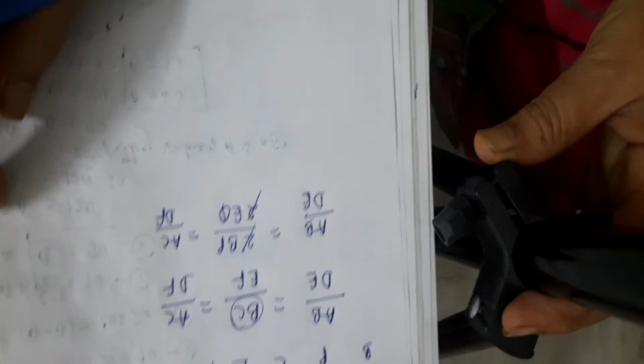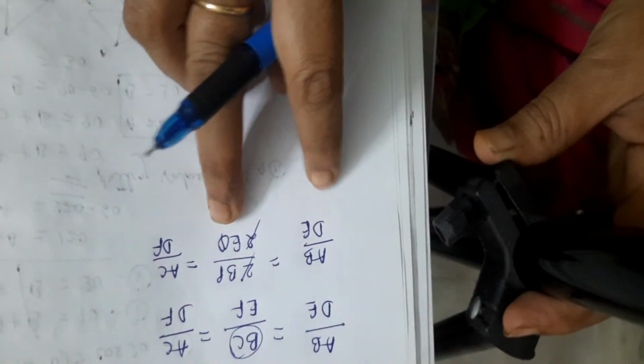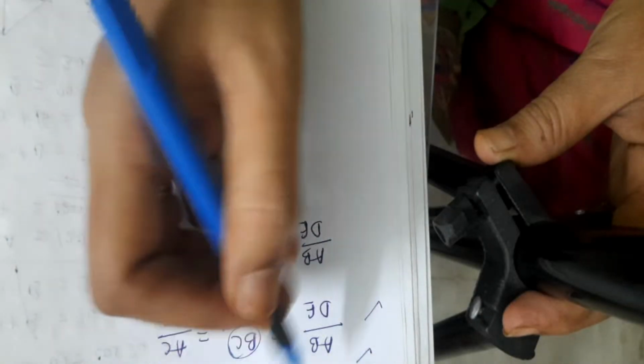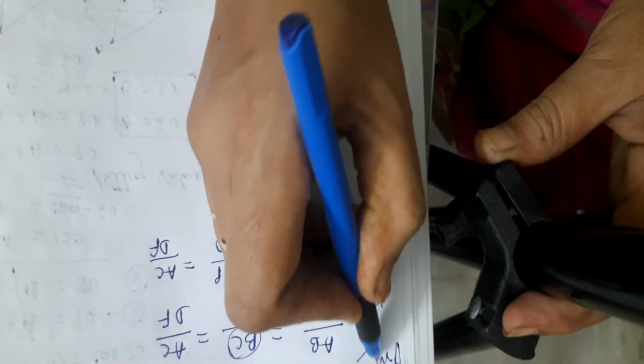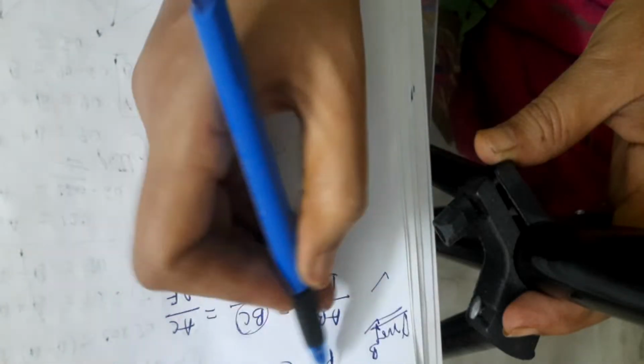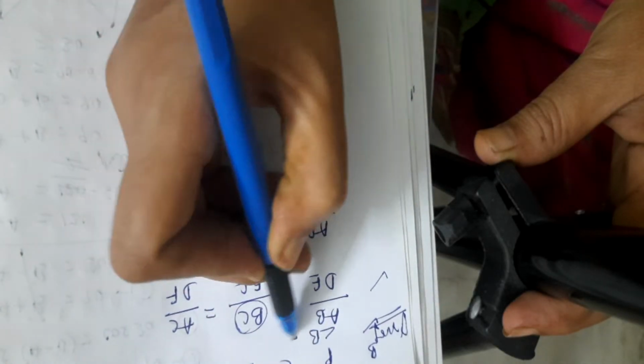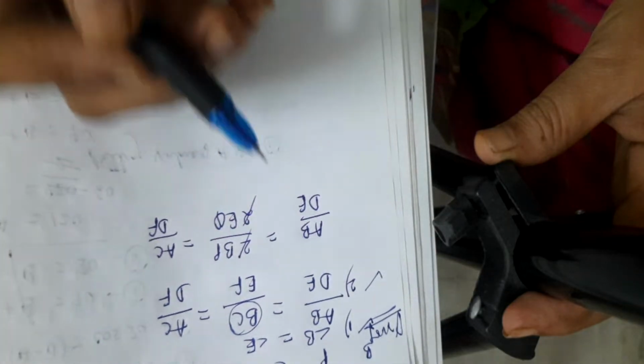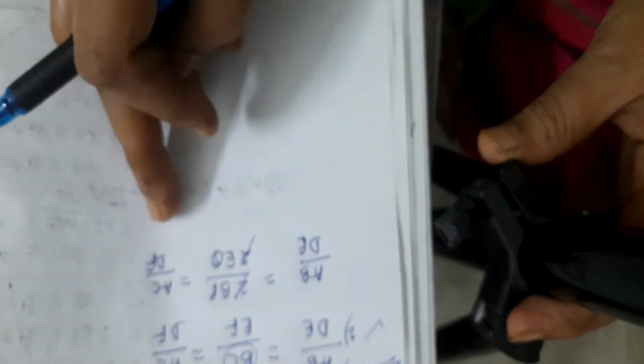Now we can choose these two ratios. Already the triangles were similar, so we used one side ratio. Now I started with the proof part. As the triangles are similar, angle B is equal to angle E. This is the first point and this is the second point, out of which we got this.